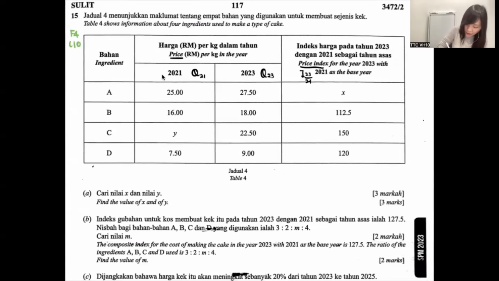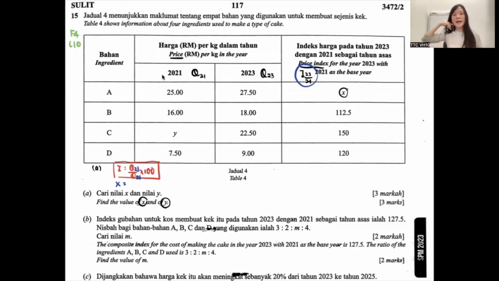Okay, first one, A. Find the value of X, find the value of Y. Easy peasy. Isn't it X comes from here? X is actually I, so you can use your I formula. All you need to do is sub inside. The X comes from this row. So the Q, always remember, 23 on top, 21 at the bottom, because X represents I, 23 over 21. So 23 is 27 ringgit 50 cents, 21 is 25 ringgit.